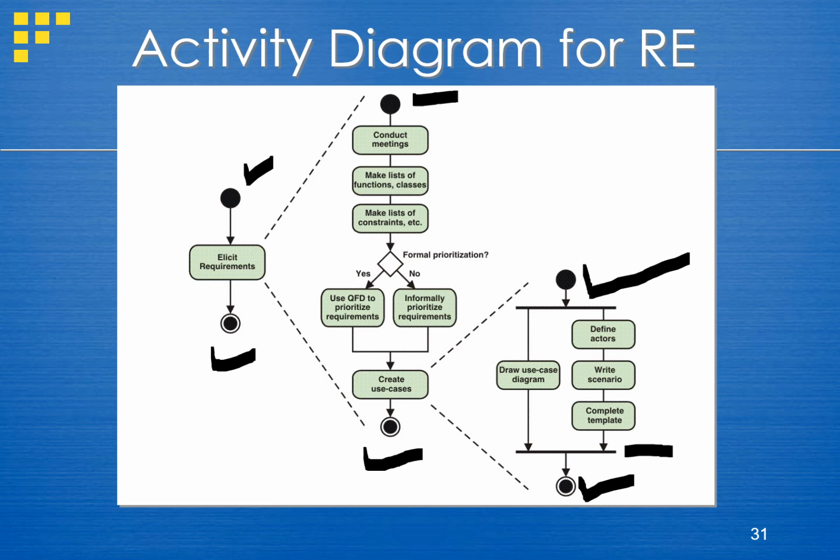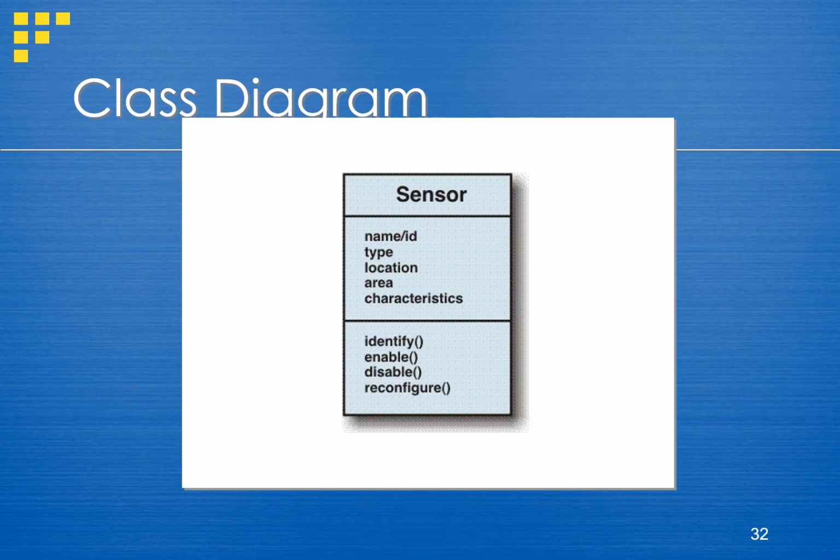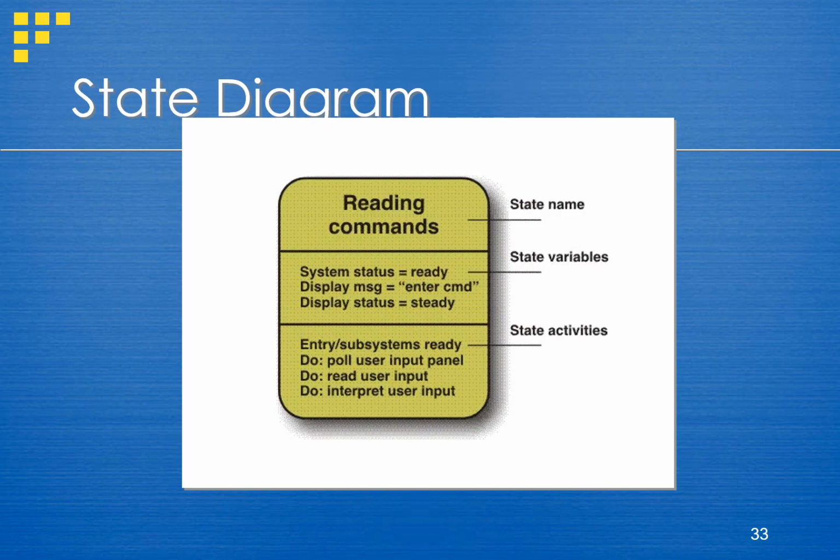So there are n number of things which you need to study in the activity diagram, but these are the important terms. Then moving ahead to the class diagram, this particular figure is a class representation where the topmost is the class name, sensor. Then name, ID, type, location, area, characteristics are all attributes of that sensor class, and identify, enable, disable, reconfigure with round brackets are all methods or functions of that sensor class. So in this way we can draw a class box where three partitions or sections can be there. Similarly, in detail we can draw n number of classes connected to each other. That can be a complete class diagram.